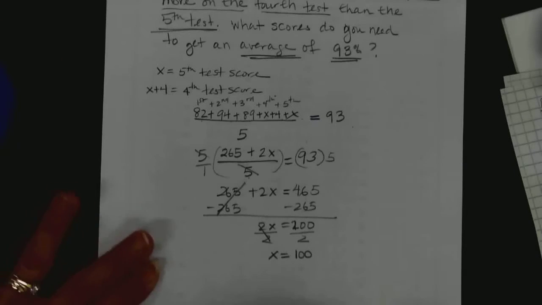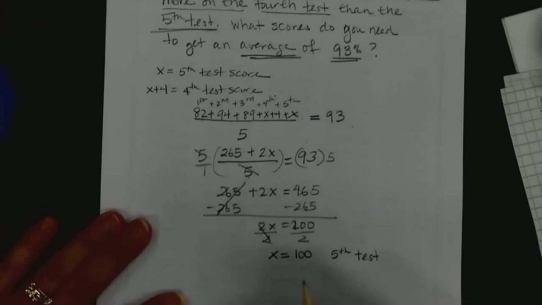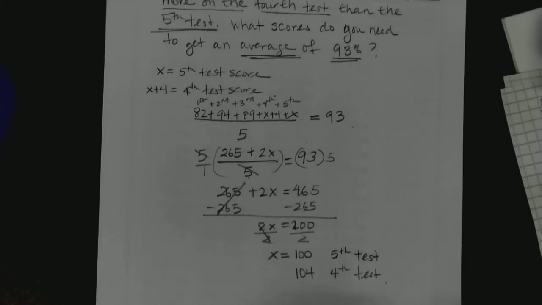So you got to get 100% on the what test? On the 5th. Yep. This is the 5th test. And what do you need to get on the 4th test? 104. Which is impossible on the 4th test. So hopefully your teacher has extra credit on that test, right?